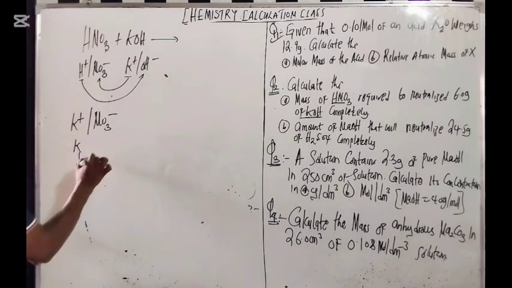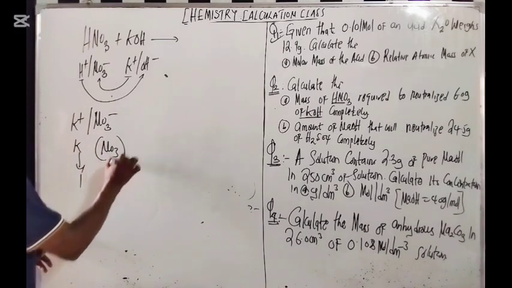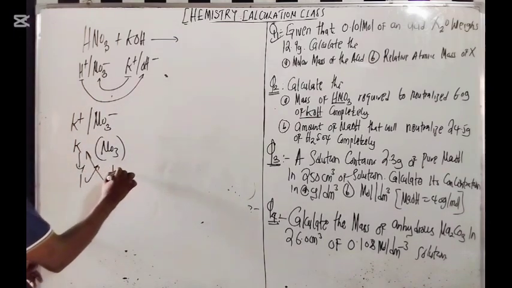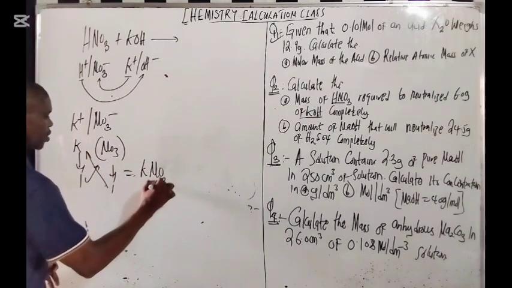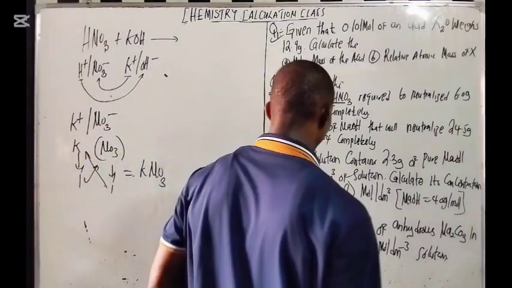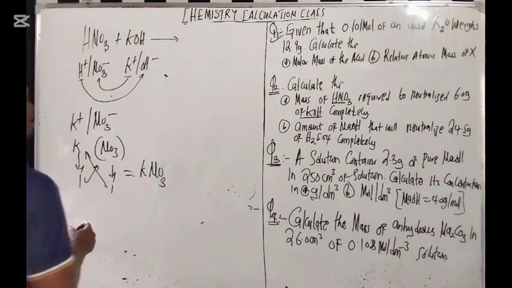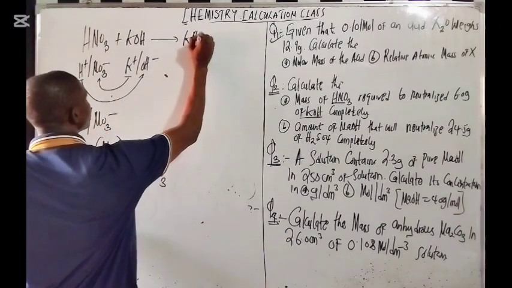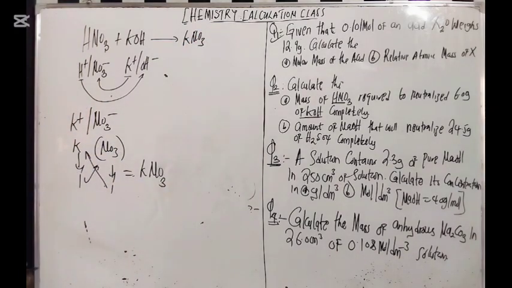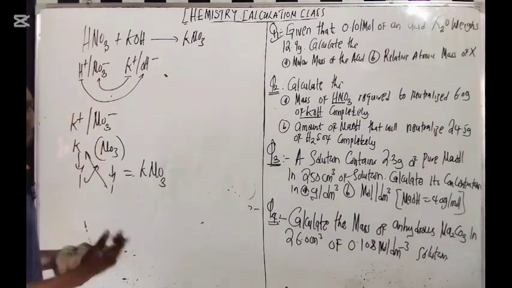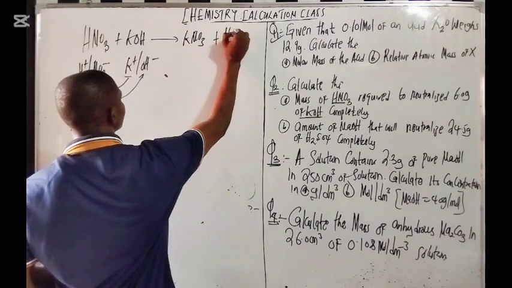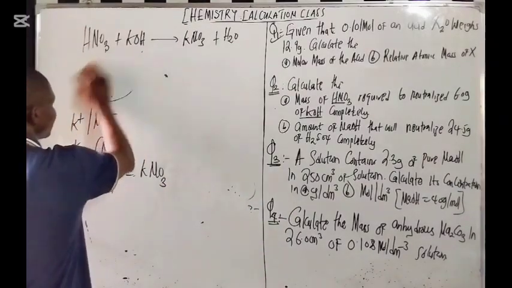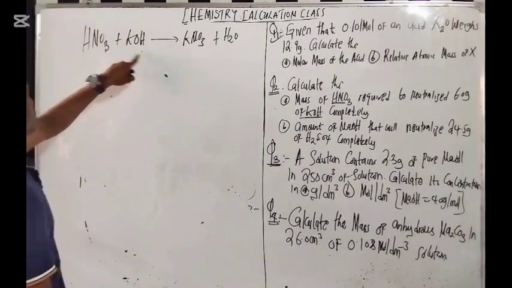Writing this, K is 1 and NO3 is 1. It must be in brackets because the subscript affects everything. So here we have KNO3. Very important, KNO3, potassium nitrate. H+ and OH- will form water, H2O. So this is now an equation between these two.